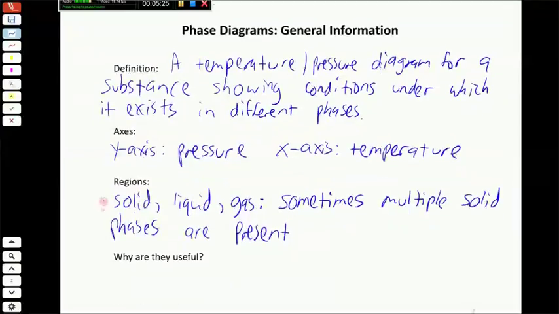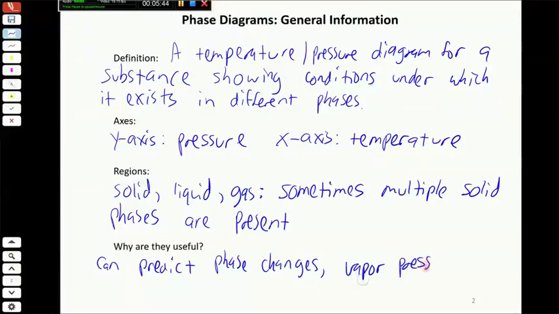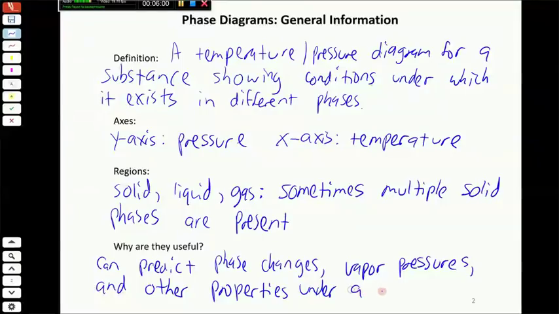And then why they're useful is that they allow us to predict phase changes and a lot of different things about a substance besides that. So we can predict which temperatures and pressures phase changes will occur at. It allows us to predict vapor pressures of substances and many other properties under a wide range of conditions. So it's a very visual way of representing a lot of these phase change properties and things that we've been talking about recently in this course.